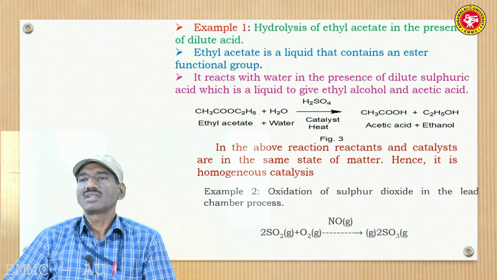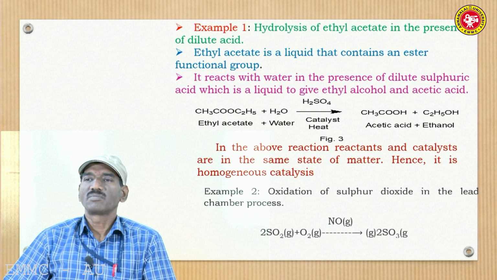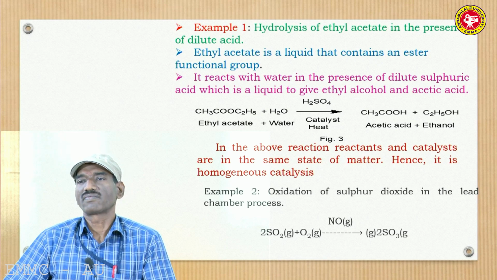Example, hydrolysis of ethyl acetate in the presence of dilute acid. Ethyl acetate is a liquid that contains an ester functional group. It reacts with water in the presence of dilute sulfuric acid, which is a liquid, to give ethyl alcohol and acetic acid. This is the main equation for hydrolysis of an ester.